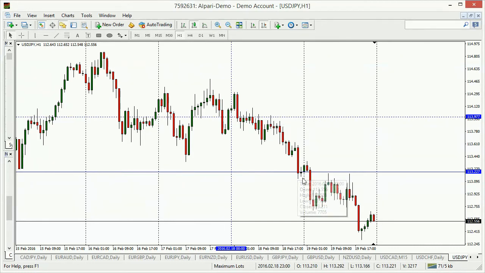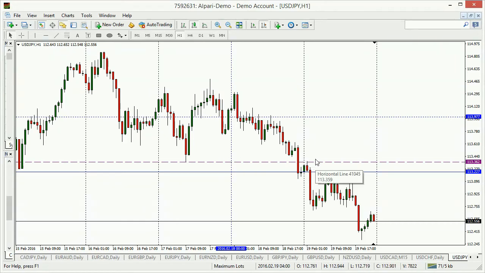Then you can see that after that, price rallied up, tested this previous support there, rallied up, tested that support, and then dropped away in a very strong fashion. And what I saw was supply just there. So that's what got me interested in that trade.